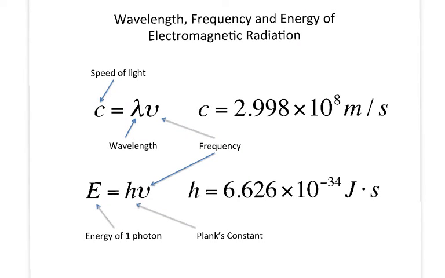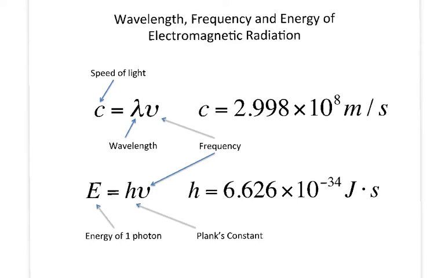In this video, we're going to look at some examples of converting between the wavelength, frequency, and energy of electromagnetic radiation. In order to do this, there are two equations that we need. The first one involves the speed of light, and it is that the speed of light of any wave of electromagnetic radiation is equal to its wavelength times its frequency.